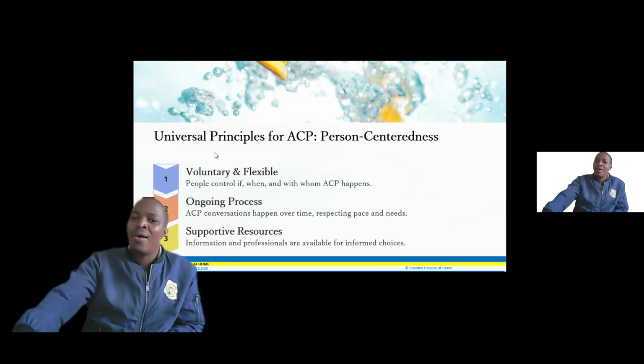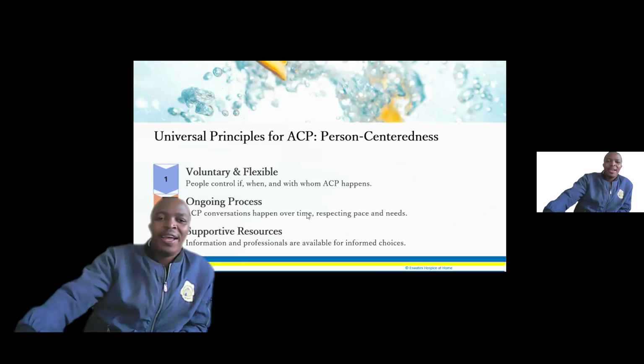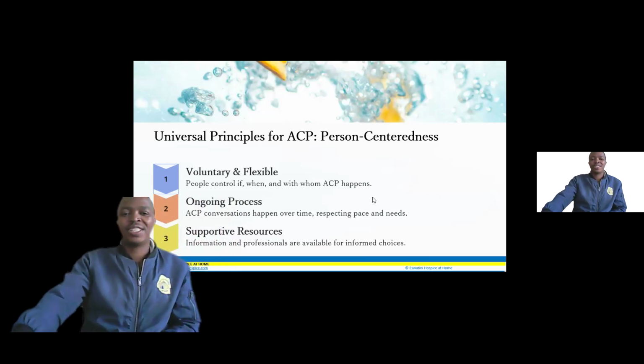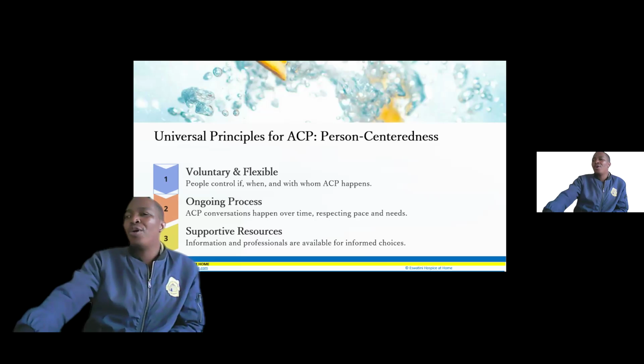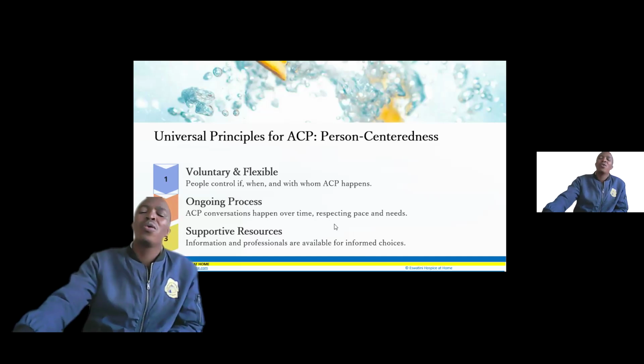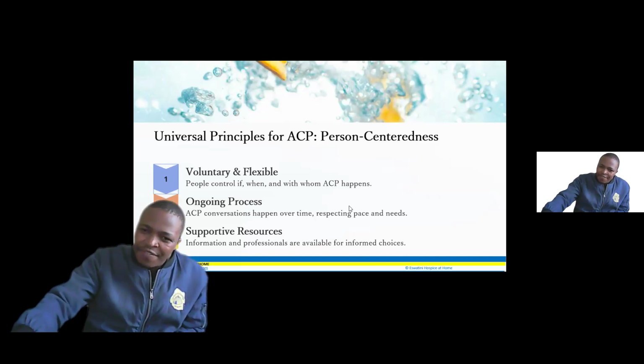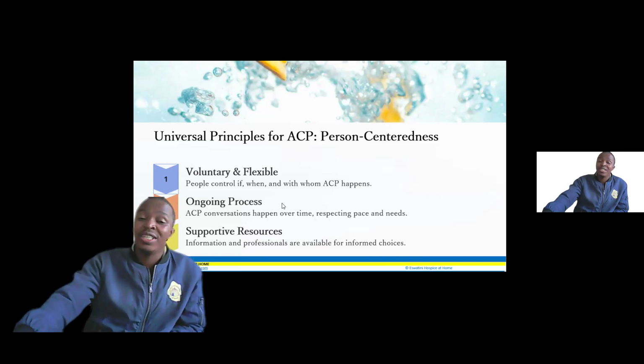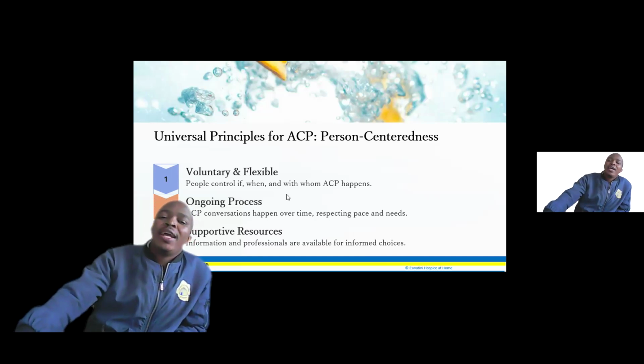It depends on how the patient is doing today. And then it requires supportive resources. Information and professionals are available for informed choices. Please, whenever you are thinking of advanced care directives, be available and have enough information because this is a decision for life and death. So the patient needs to understand what to do and how to do it. So you need to provide in-depth information and not hold anything back.